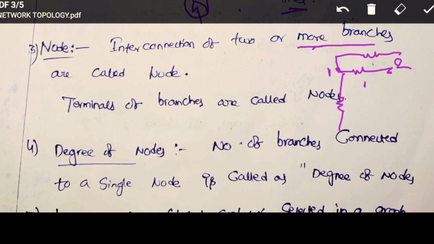Degree of nodes. What is meant by degree of nodes? Number of branches connected to a single node. At node 1, the number of branches are 1, 2, 3. Three branches are connected. It is called the degree of the node.